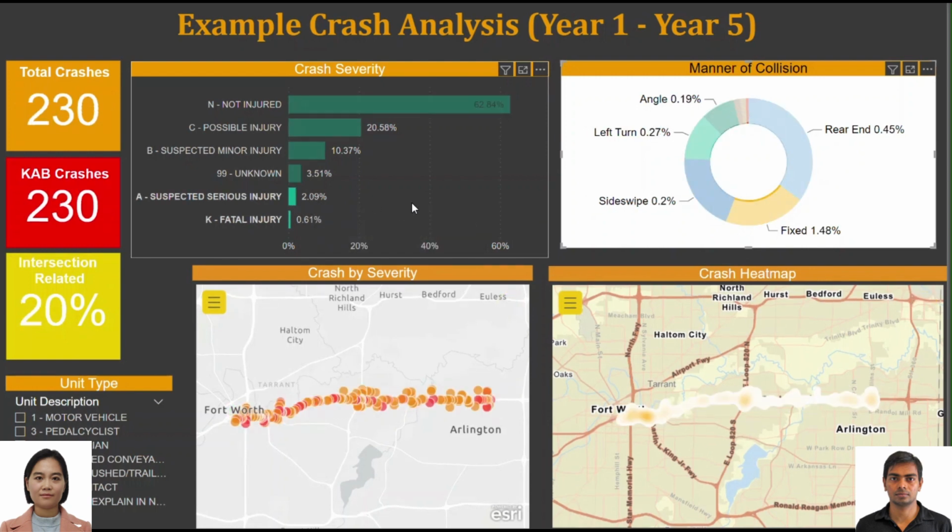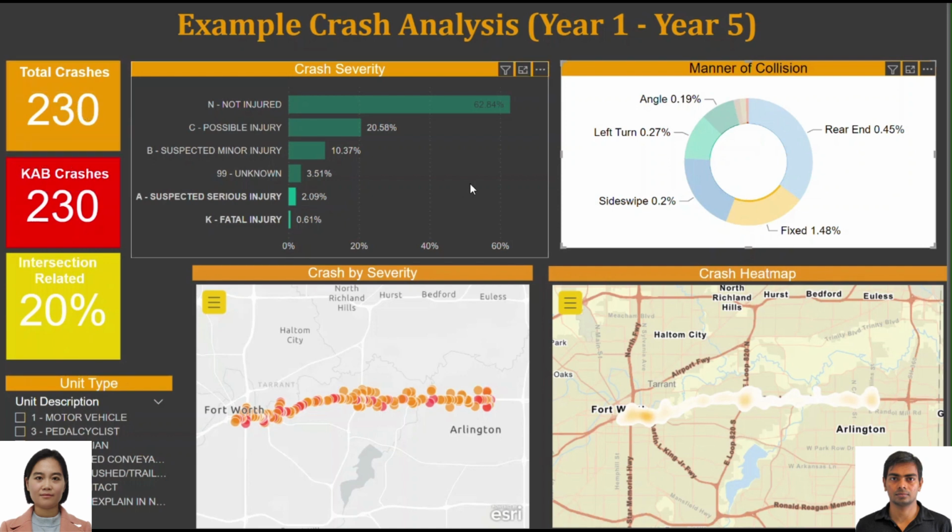We will not look into how to build these Power BI dashboards. How to use them is very easy. Even a high school kid can learn it in a week or two. It's not that big a deal, but the important point is what kind of analysis we do as part of this crash analysis. Typically we look at intersection related crashes and severe crashes. It can be KA crashes, KAB crashes, or KABC crashes depending on the study.